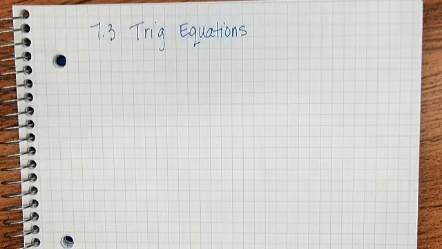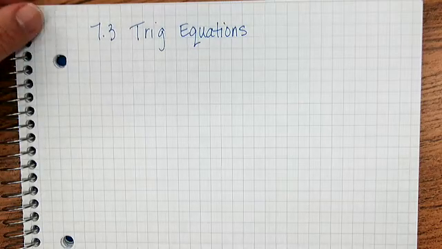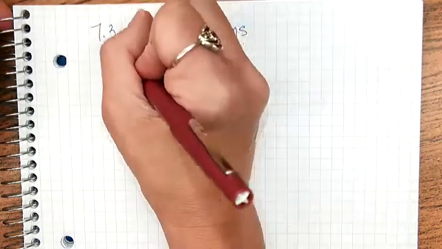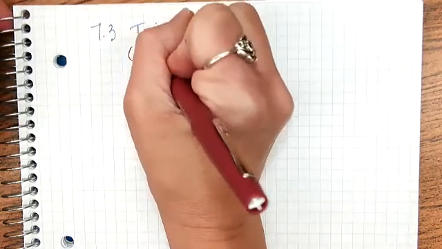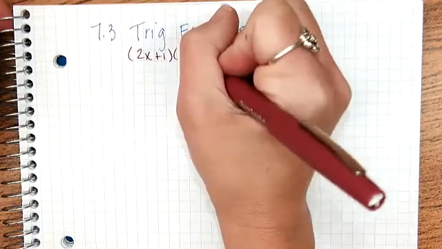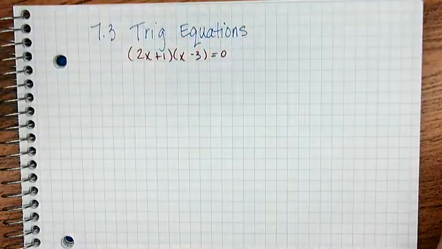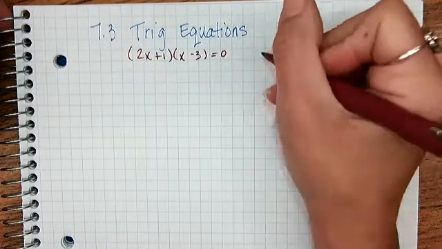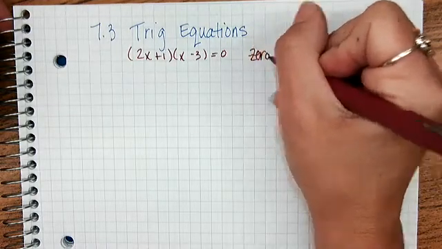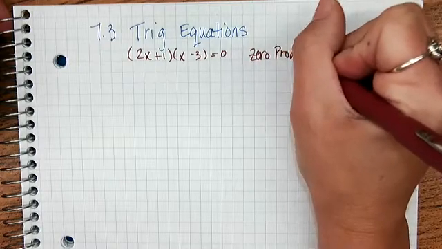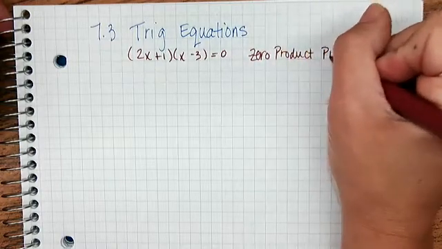7.3 trig equations. Okay, let's do a really quick review of some very basic algebra 1 stuff. If you have quantity 2x plus 1 times the quantity x minus 3 equals 0, you probably can solve this off the top of your head, which I actually hope you can, but we're going to use the zero product property in case you have forgotten the names.